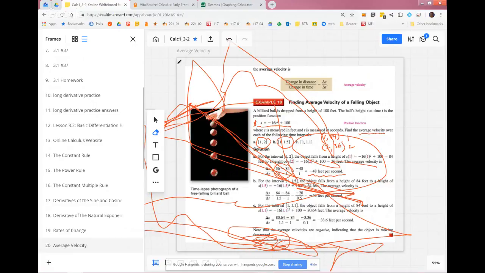Okay, well, anyway. What would you do if I asked you to find the instantaneous rate of change? Well, now you would just take the function negative 16t squared plus 100, find the derivative, and then find the derivative at whatever point you want.